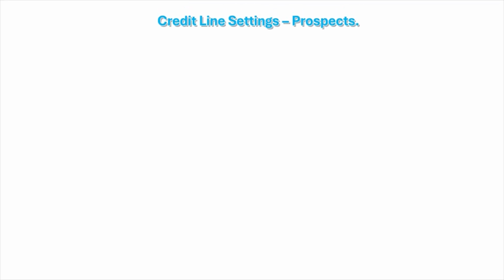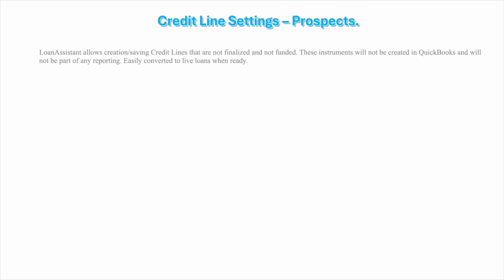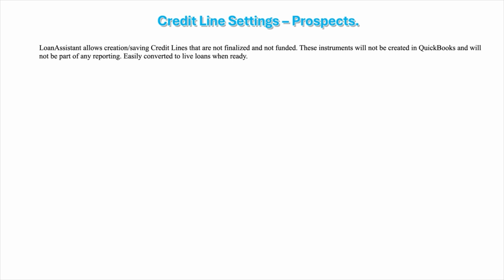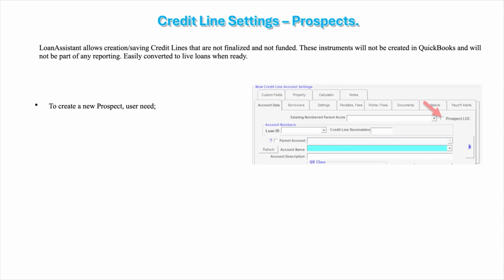Credit line settings, prospects. Loan Assistant allows creation and saving of credit lines that are not finalized and not funded. These instruments will not be created in QuickBooks and will not be part of any reporting. They are easily converted to live loans when ready.